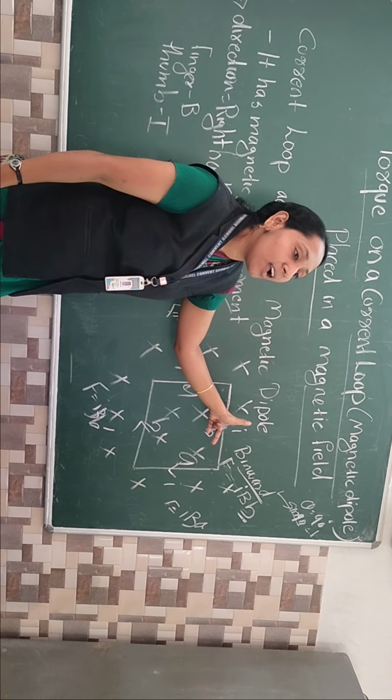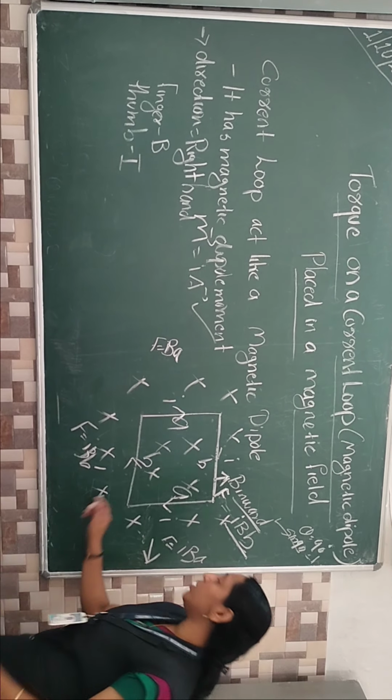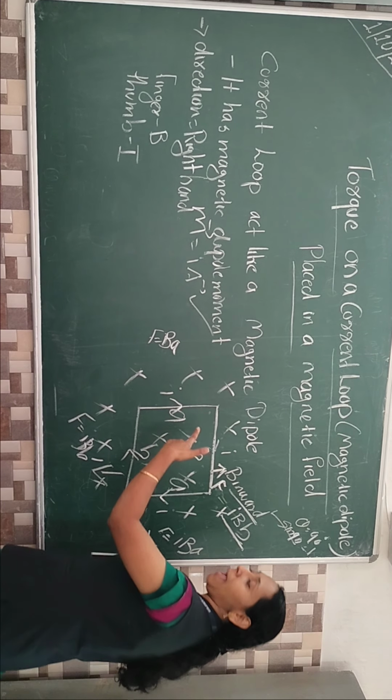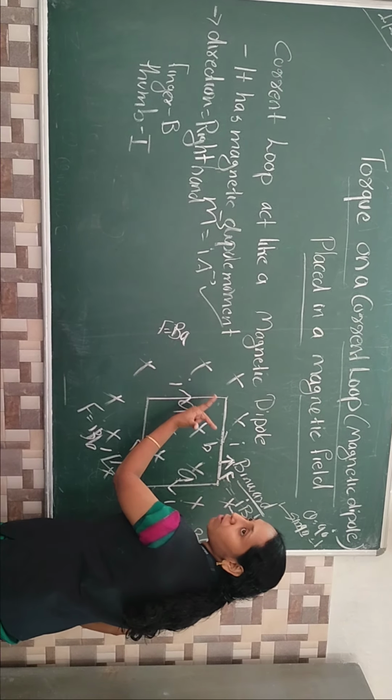Next case, the magnetic field is inward, current in this direction. How will you catch it? Magnetic field inward, current in this direction. So force is downward. Clear everyone? So force is downward, magnitude is the same. In this case, magnetic field is inward, current upward, force in this direction.